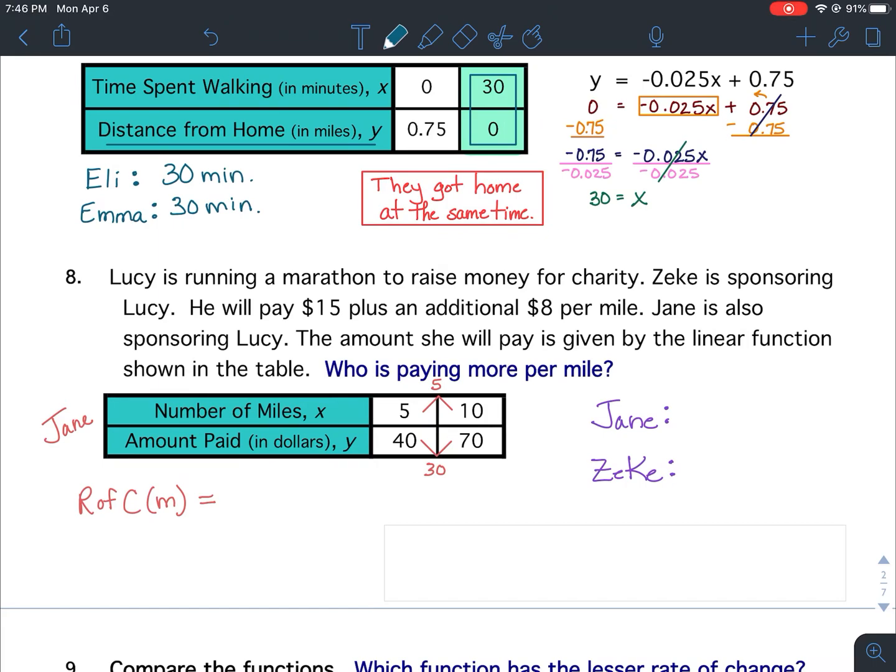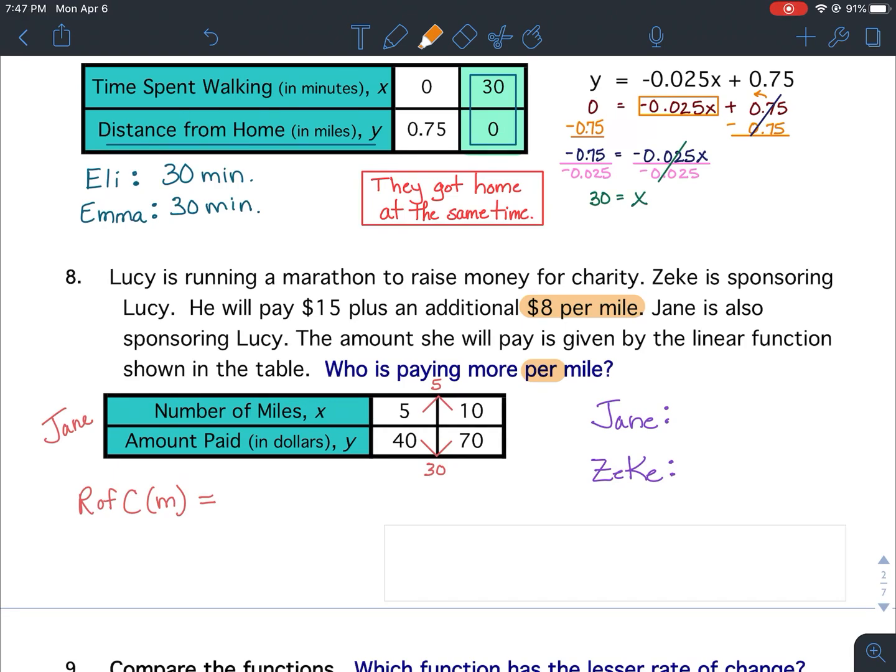Now, Lucy is the one running the race. She's not paying anything. She's the one being sponsored. So it's either Zeke or Jane. Remember, if we're asking who pays more per mile, that word per tips you off that we are looking for rate of change. Well, in the paragraph up here, we have that Zeke will pay $8 per mile.